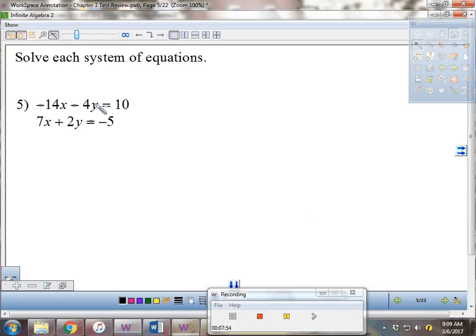Okay, so if you look at these two, we can eliminate the y if this was a positive 4. So I'm going to multiply all of this by 4. So that would give me 28x plus 4y is equal to negative 20. And I can add that to this top. So 28 minus 14 would be 14. The y's are going to cancel, and 10 minus 20 is a negative 10.